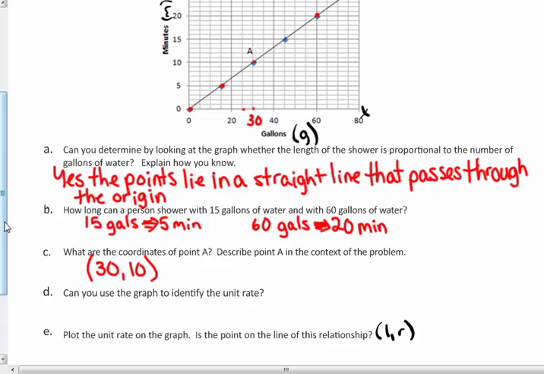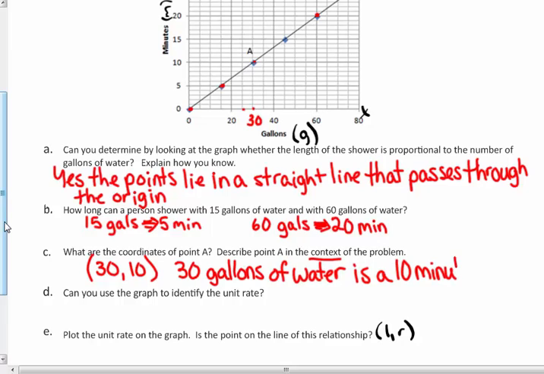Describe point A in the context of the problem. So 30 gallons of water, that comes first, it's the X value. 30 gallons of water is a 10-minute shower, according to this proportional relationship.